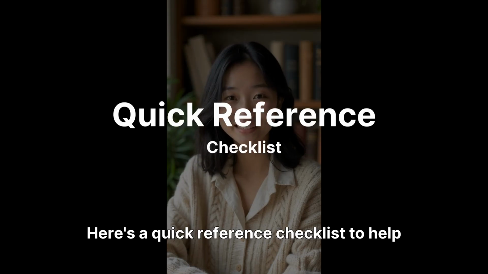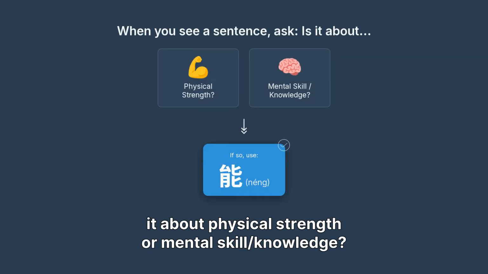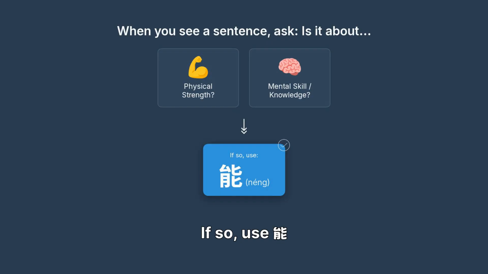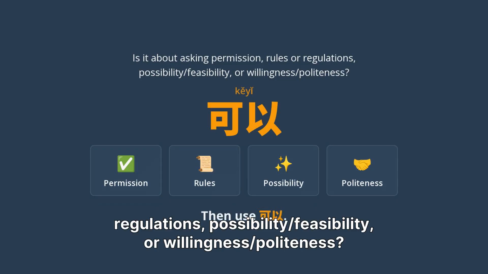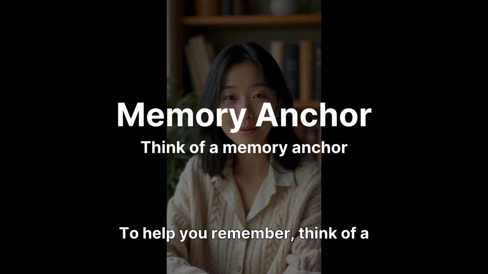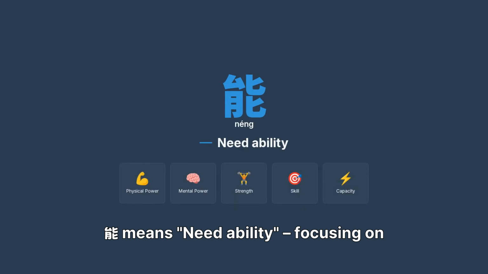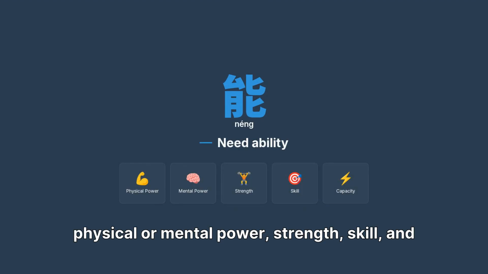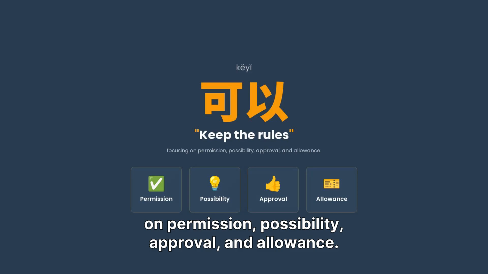Here's a quick reference checklist to help you decide. When you see a sentence, ask, is it about physical strength or mental skill knowledge? If so, use 能. Is it about asking permission, rules or regulations, possibility, feasibility, or willingness, politeness? Then use 可以. To help you remember, think of a memory anchor. 能 means need ability, focusing on physical or mental power, strength, skill, and capacity. 可以 means keep the rules, focusing on permission, possibility, approval, and allowance.